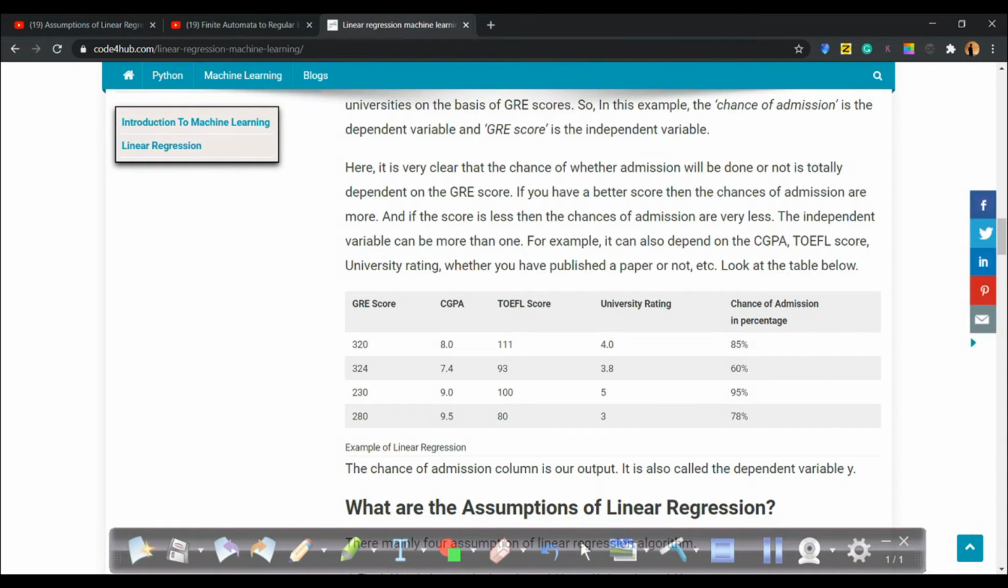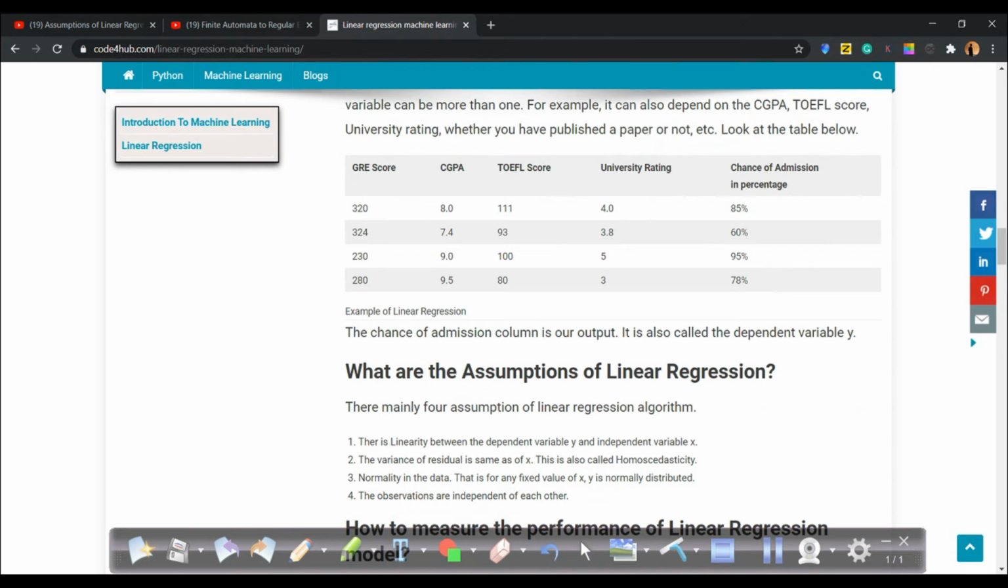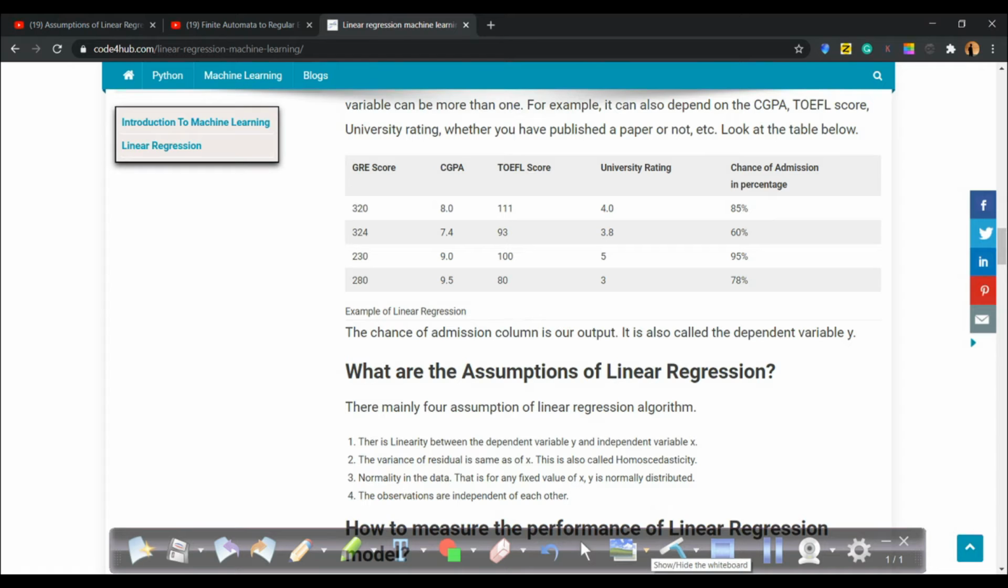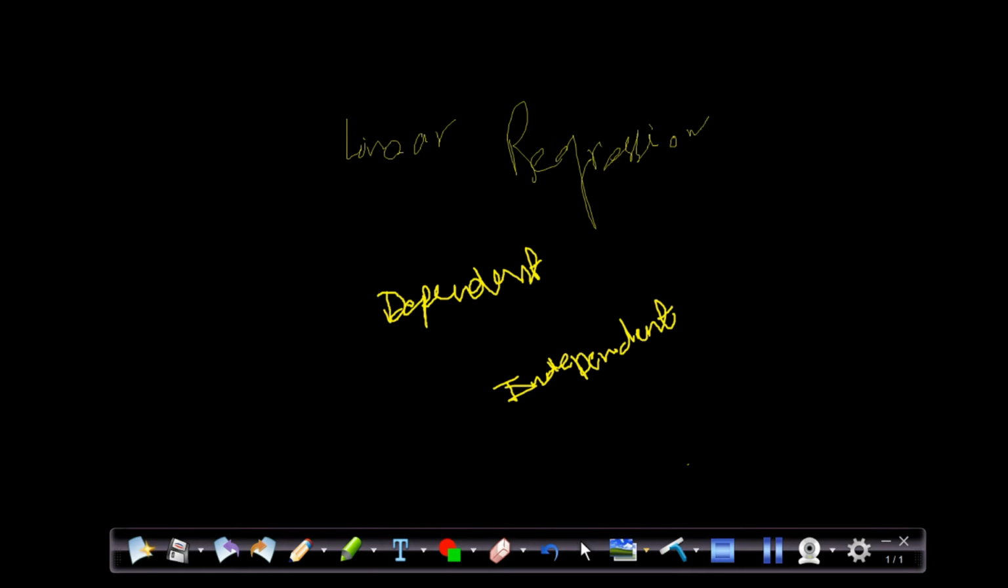And what are the independent variables? The independent variables are this GRE score, CGPA, TOEFL, and university rating, which are helping us to find our outcome. So these are all the independent variables, and the chance of admission is our dependent variable. Okay, and now I hope that you got the whole idea about dependent and independent variables. Let's jump back to our linear regression algorithm.